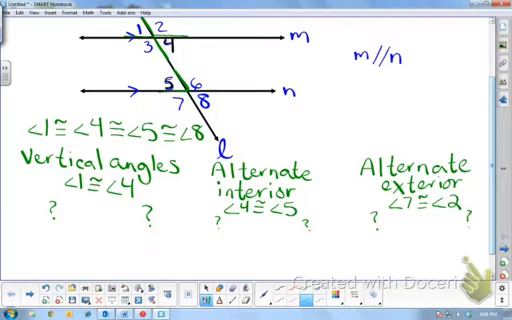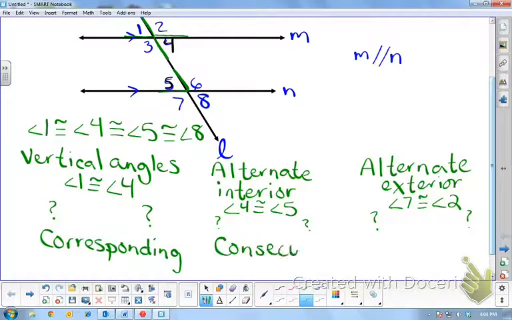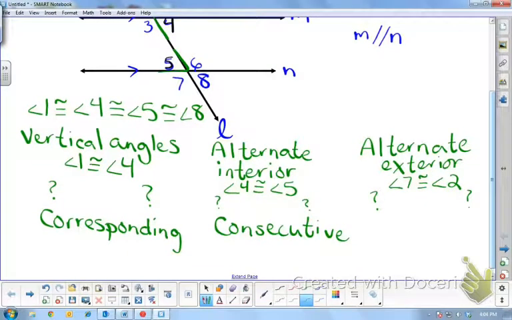We also have 2 more names we can talk about with this picture. We have 2 more types of angles we can talk about. We can talk about corresponding angles and consecutive angles. So consecutive angles are both inside the parallel lines, and this time they are on the same side of the transversal. And instead of equaling each other, they're going to add to 180.